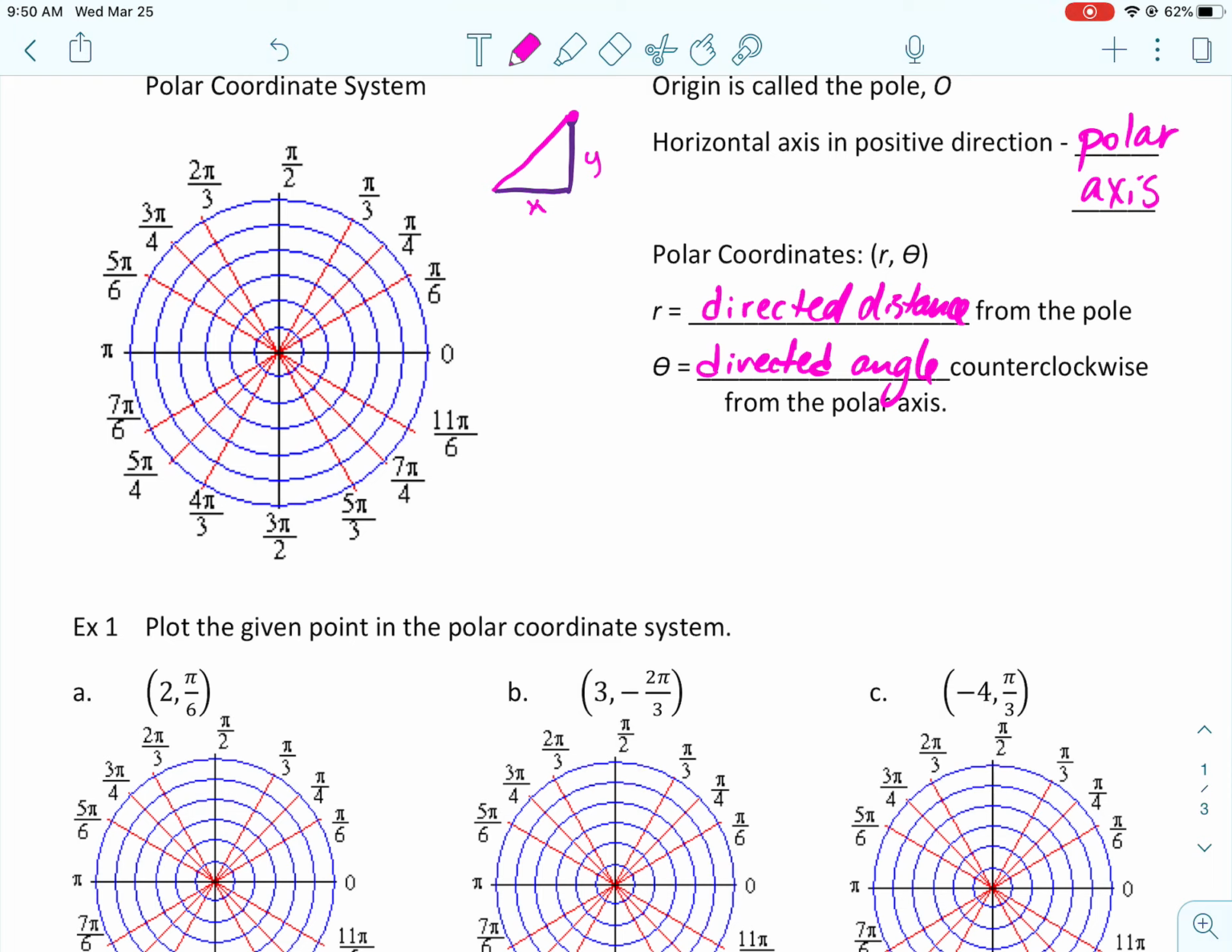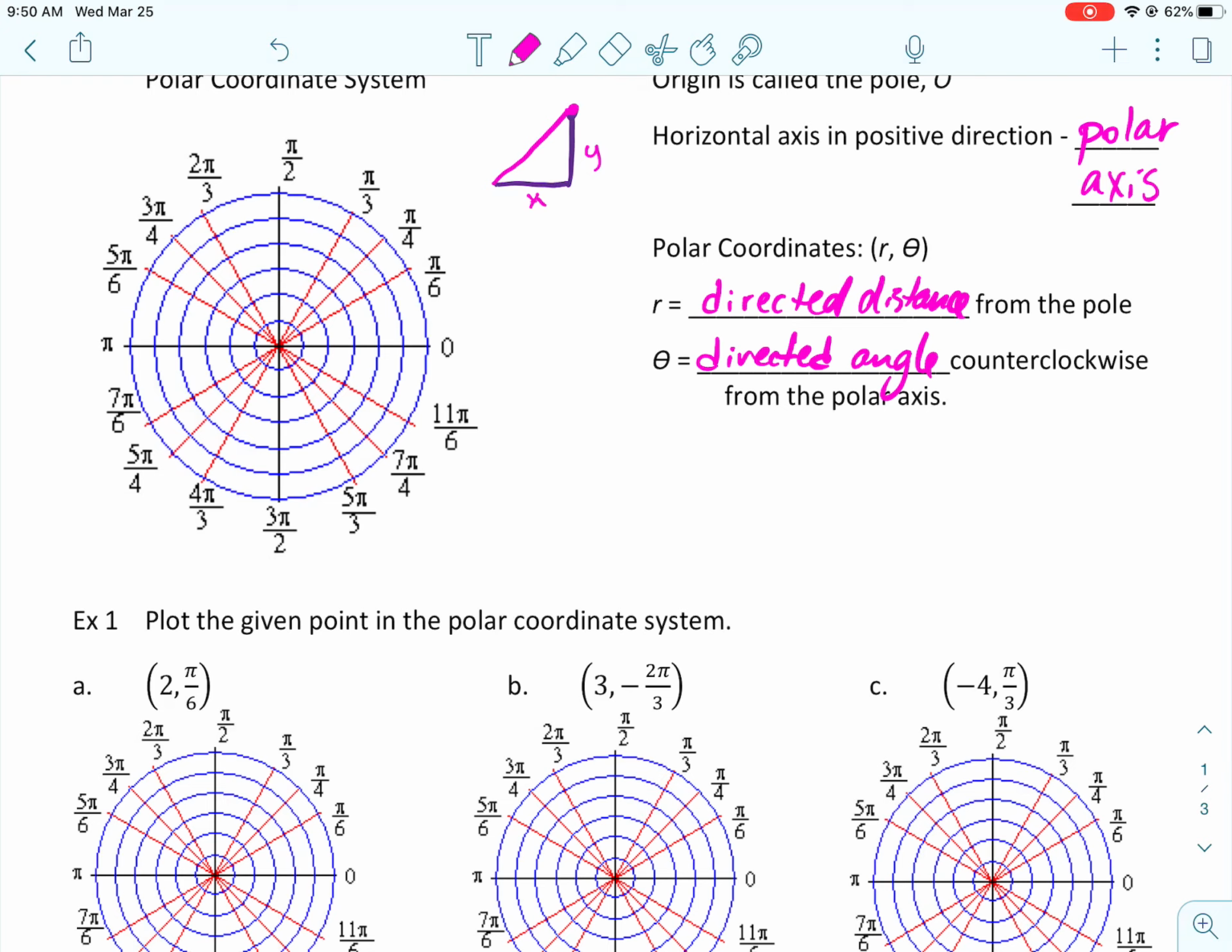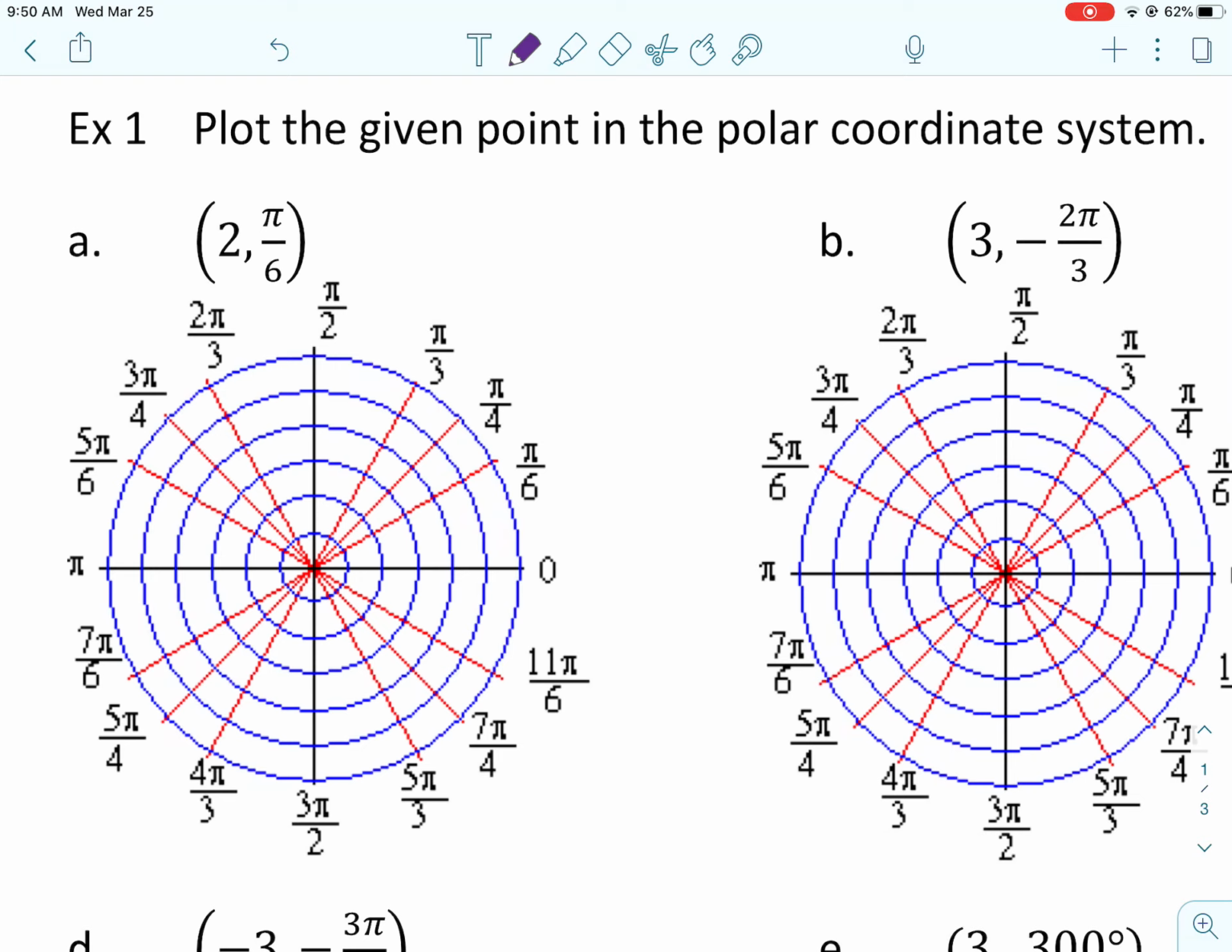All right, and a few years ago I found these grids that have just the important angles labeled, and these are in radians. I do have an example towards the end that is in degrees, so it could go either way, degrees or radians. Okay, so let's start off by plotting some points. For the first one, we're going to plot the point 2, pi over 6.